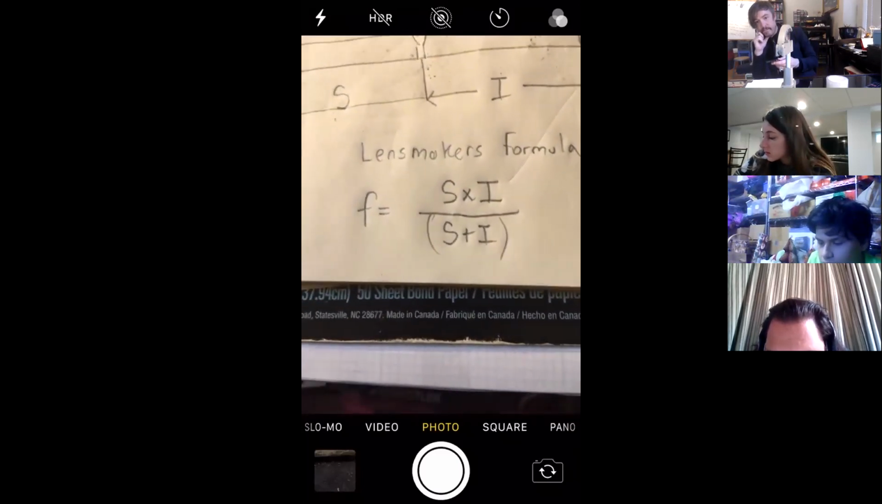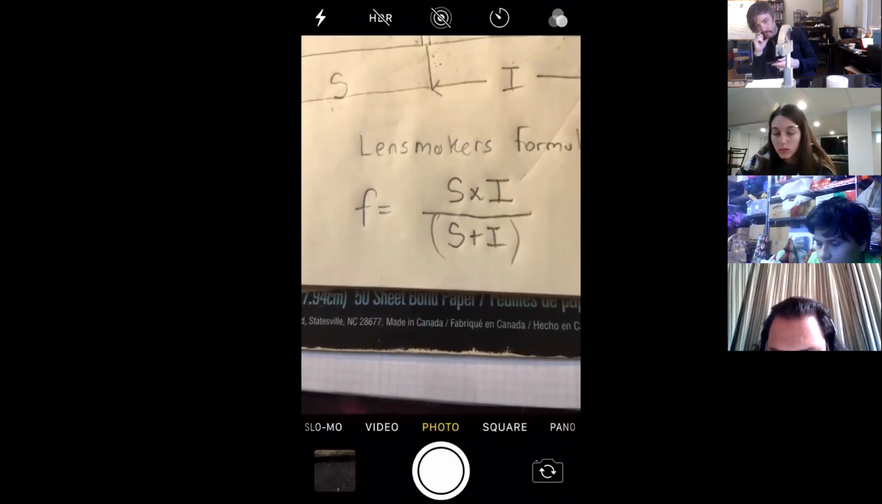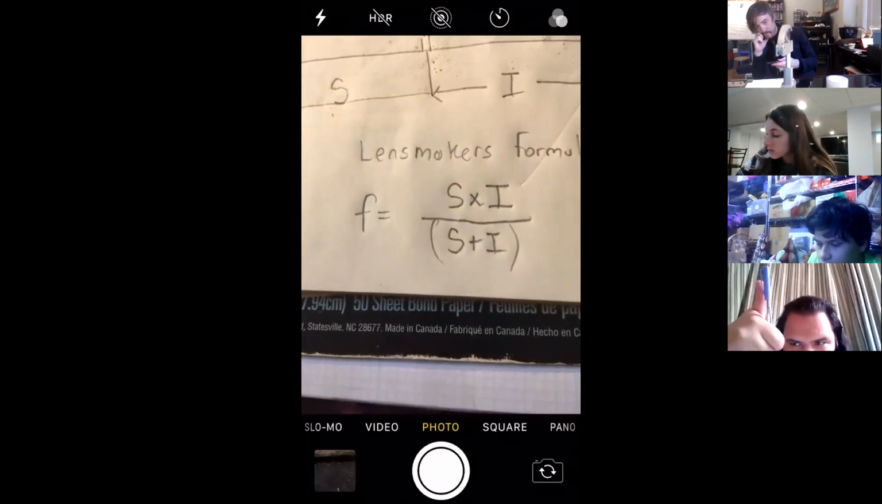You guys got that down? Okay. Let's attempt to measure the focal length a few times for our objective lens. You can see I've got it in focus.